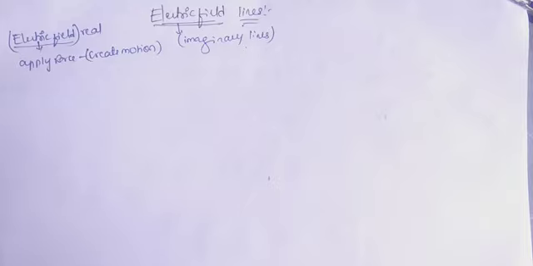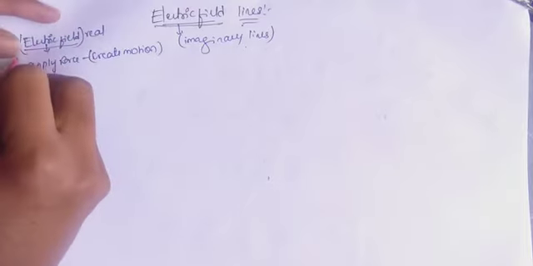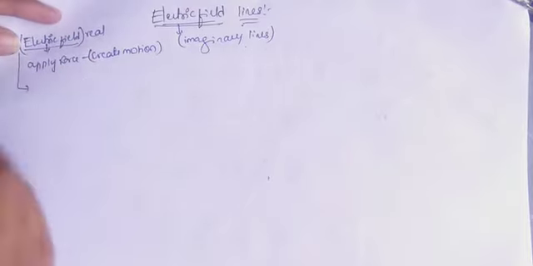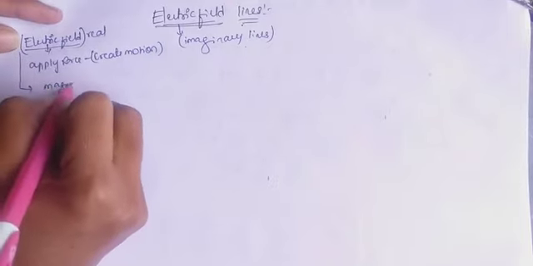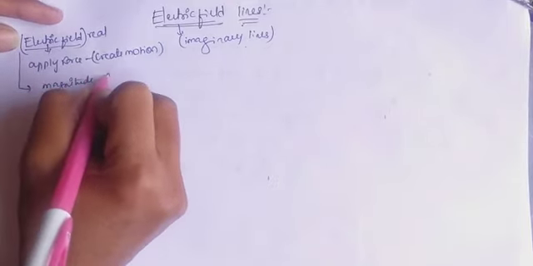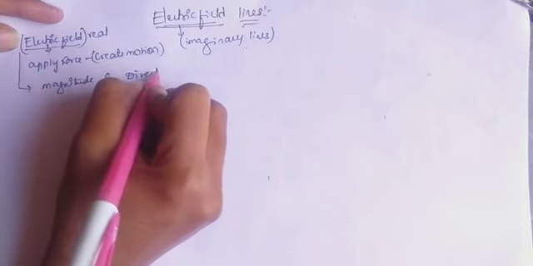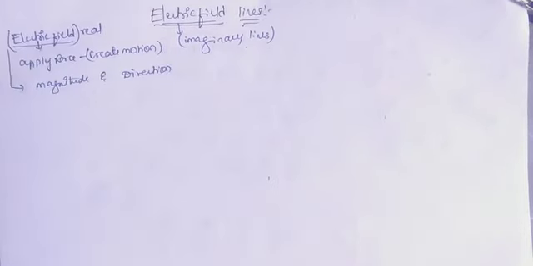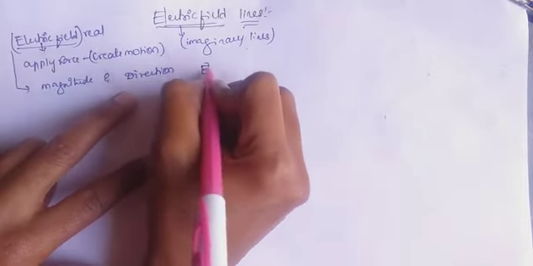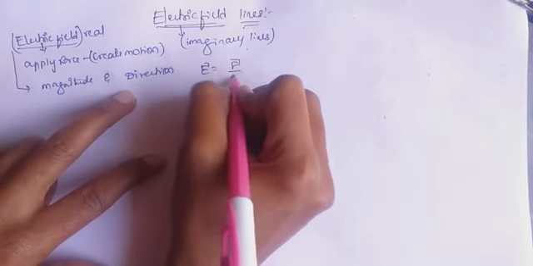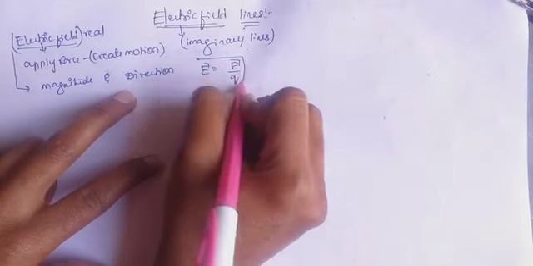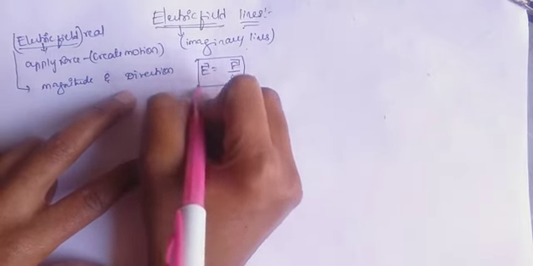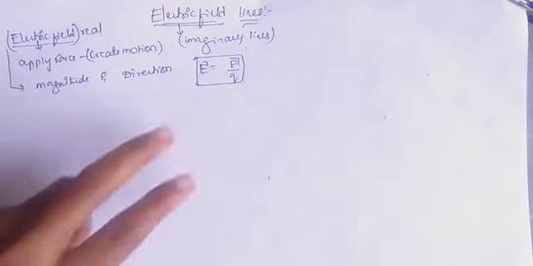We already know that the electric field is a vector quantity, so it has magnitude and direction. In the earlier classes we learnt about the magnitude. The magnitude is E equals force by Q. This is the magnitude, which is given by the force; that is the electric field.